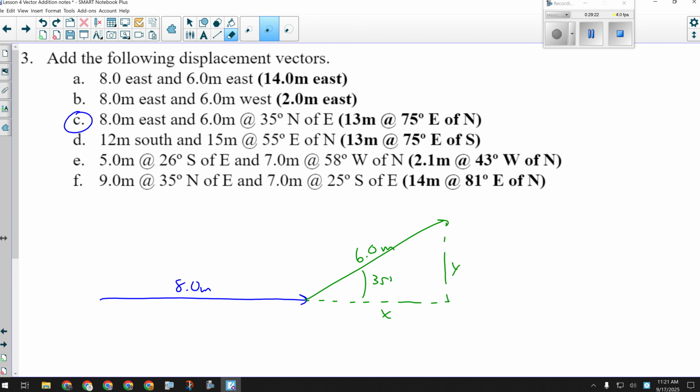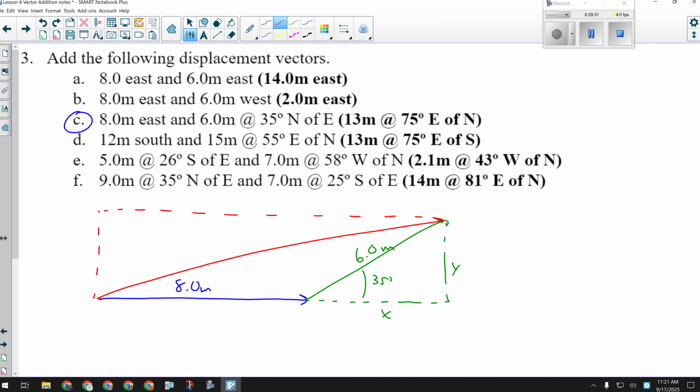X and Y, and then our resultant goes like that. You could draw the triangle this way or along your other lines, whichever makes the most sense to you. Should look like that.